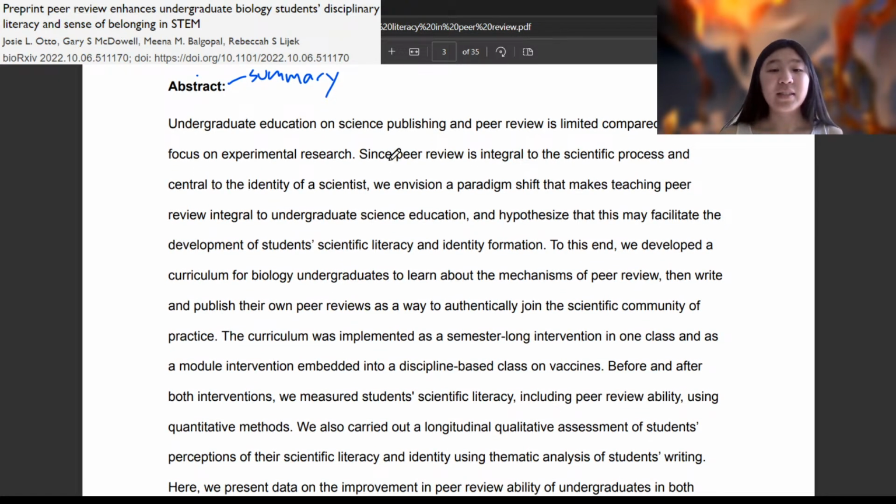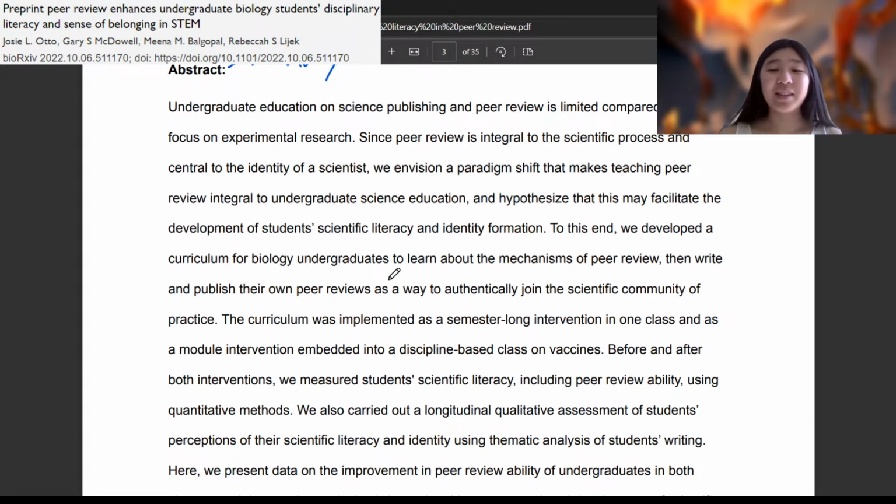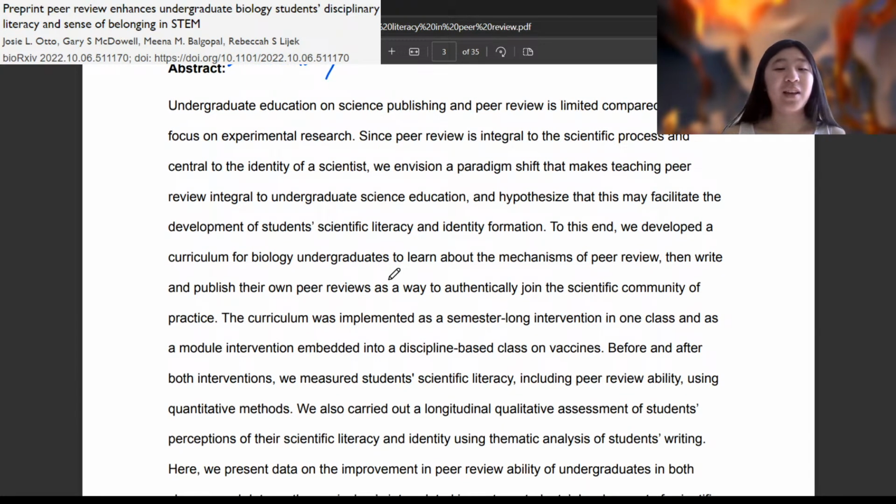So, since peer review is integral to the scientific process and central to the identity of a science, we envision a paradigm shift that makes teaching peer review integral to undergraduate science education and hypothesize that this may facilitate the development of student scientific literacy and identity formation. Whew, that's still a mouthful.